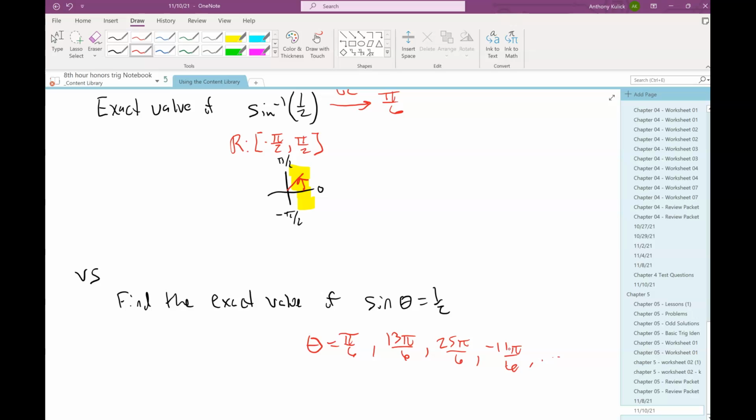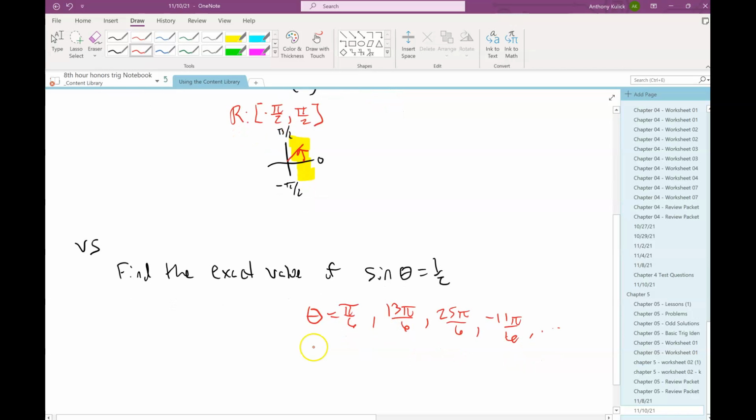If I look at the unit circle, is pi over 6 the only place on the unit circle where sine is equal to positive 1/2? Nah, right? There's another spot. The other spot is 5 pi over 6, which again, anything coterminal to that would also be a feasible solution. So like 17 pi over 6 and 19 pi over 6, or negative 7 pi over 6.